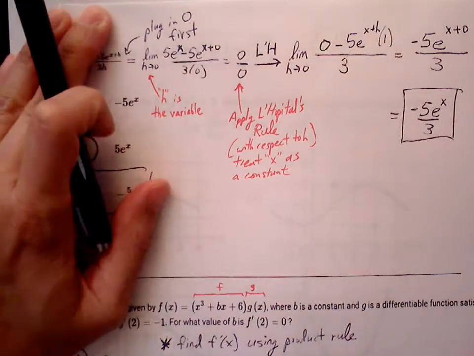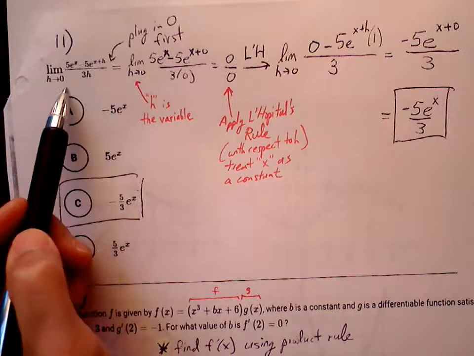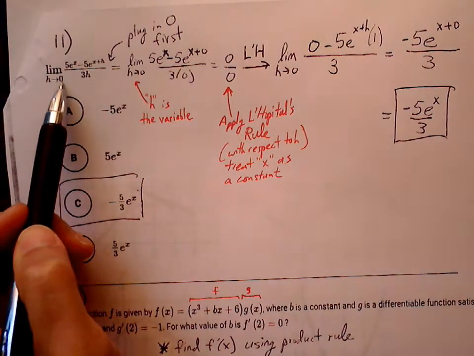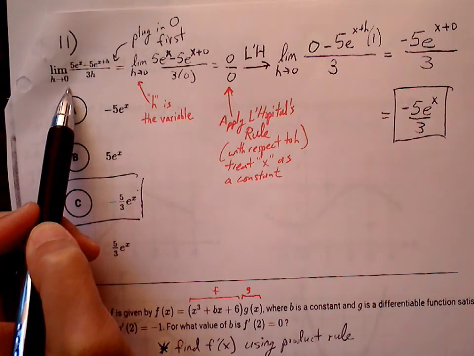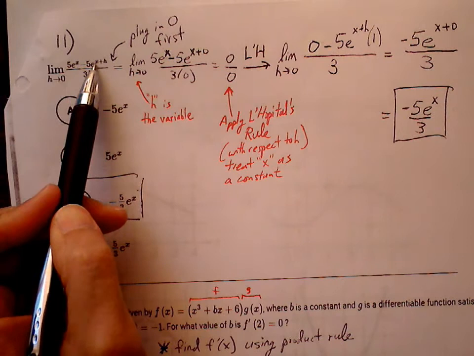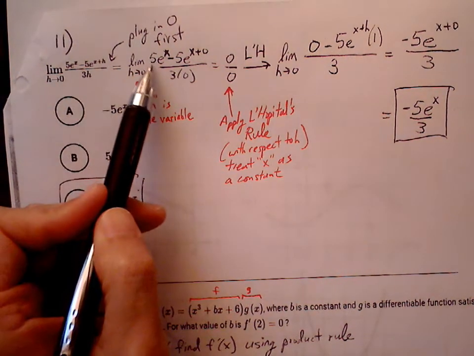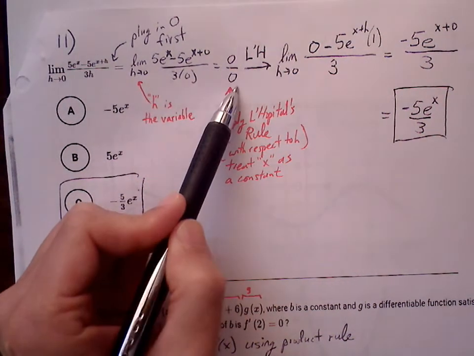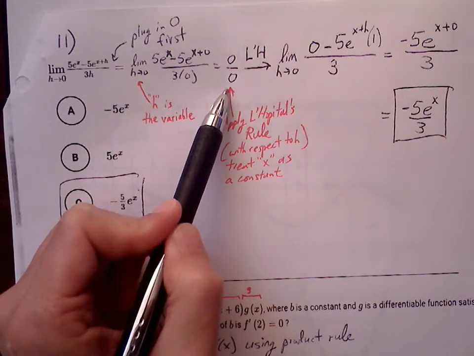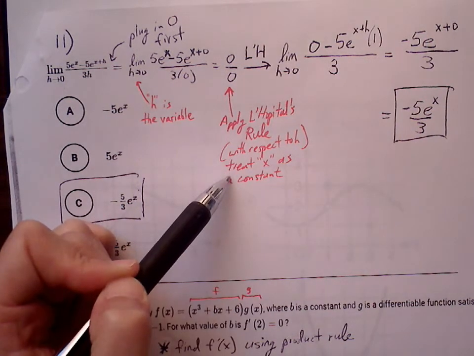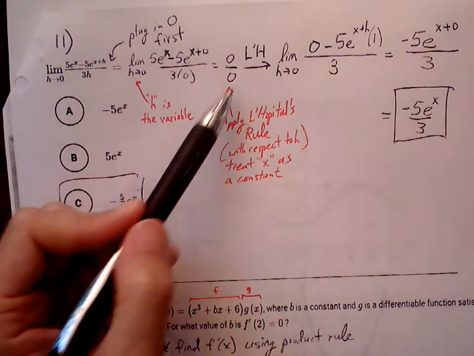All right, we see a limit statement. The first thing we do with a limit statement, if it's approaching a real number, is plug that number in. So 0 plugs in for all the h's. So 5e to the x minus 5e to the x plus 0 over 3 times 0. This gives us 5e to the x minus 5e to the x, which is 0. 3 times 0 is 0. So if we get 0 over 0, we can apply L'Hopital's rule and reevaluate.